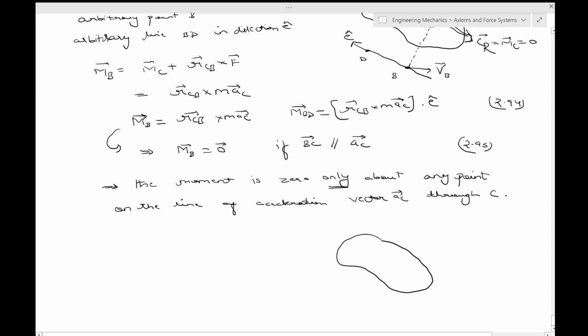Same body, C is the center of mass, acceleration of C. D is over, say here, t is over here, and this is point k, this is acceleration of k, this is say g, this is ag. So I'm pointing out the directions of acceleration of all these points.